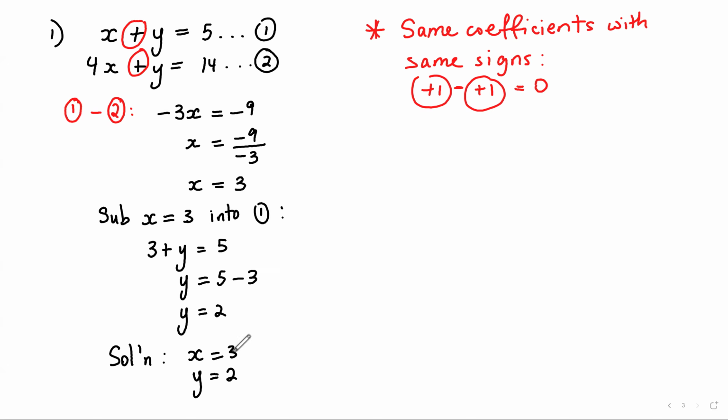And to double check if my answer is correct, I'm going to substitute x is equal to 3 and y is equal to 2 into the two equations to see if it works out. The first one is x plus y is 5, so that would be 3 plus 2, which is equal to 5. So it works for the first equation. For the second equation, it's 4 times 3 plus 2. 4 times 3 is 12, and 12 plus 2 is 14. So it also works for the second equation. So my solution is correct. We're going to look at another one.